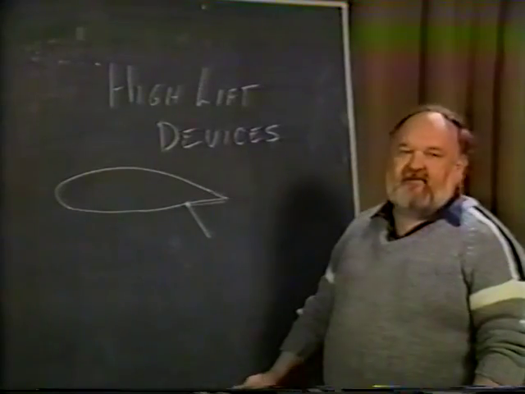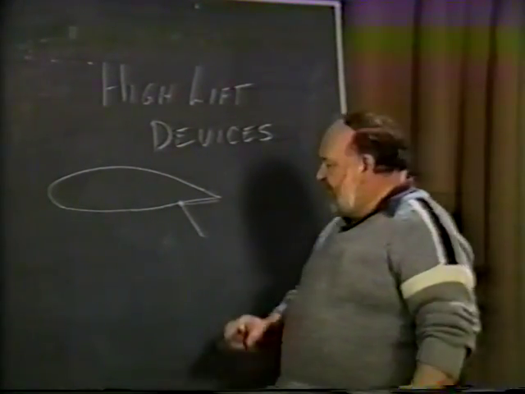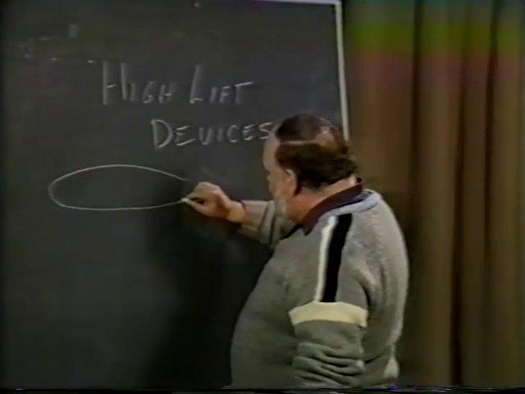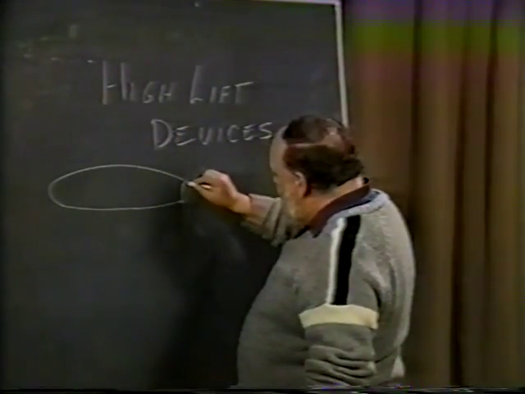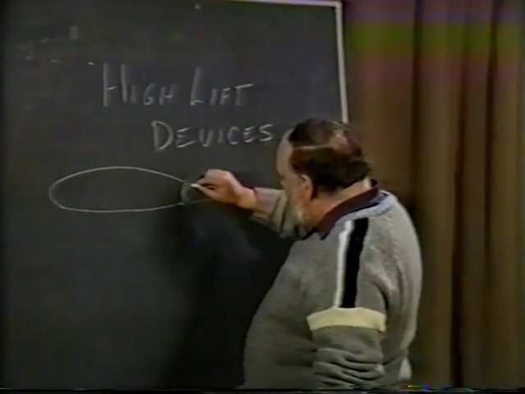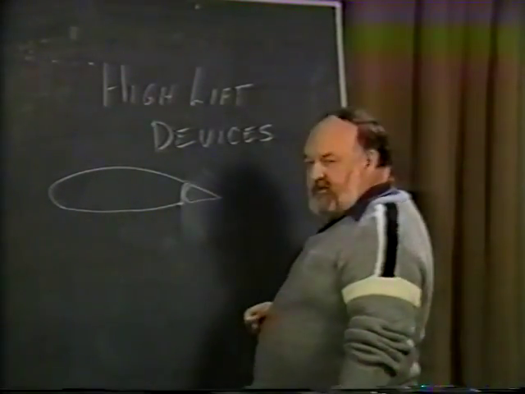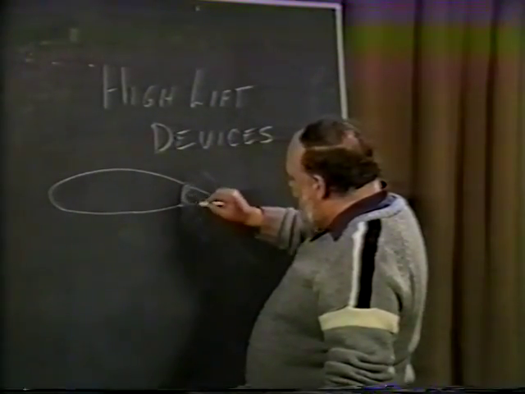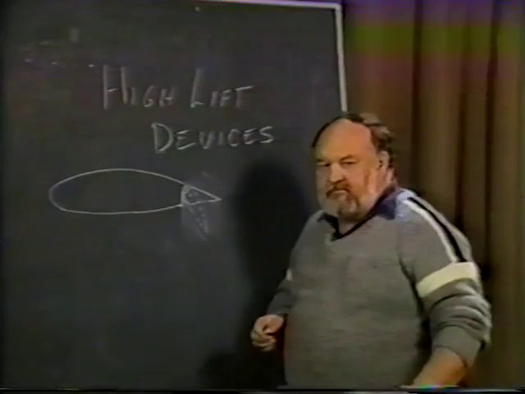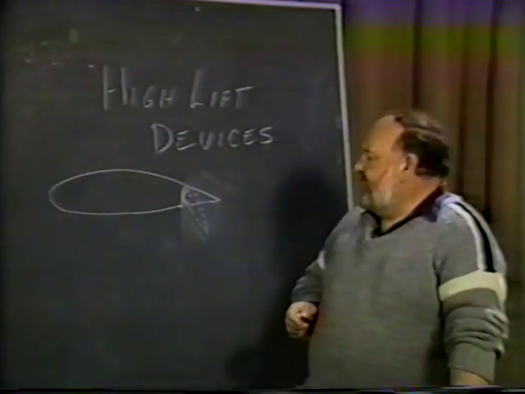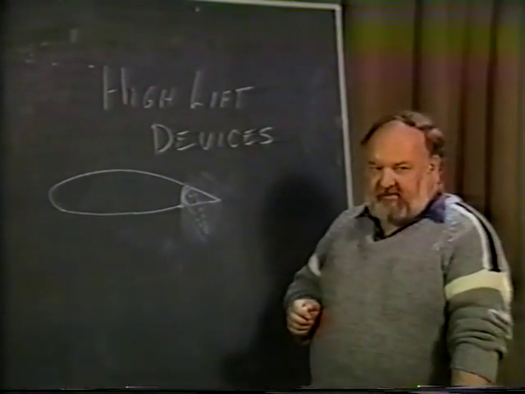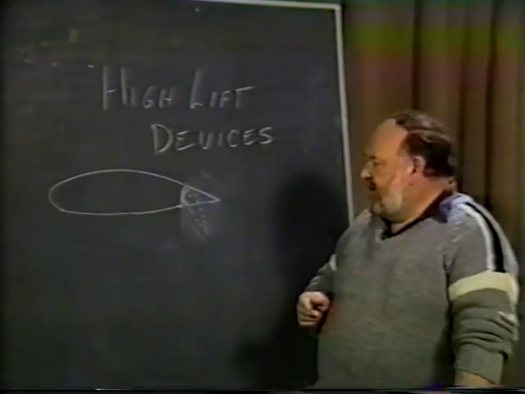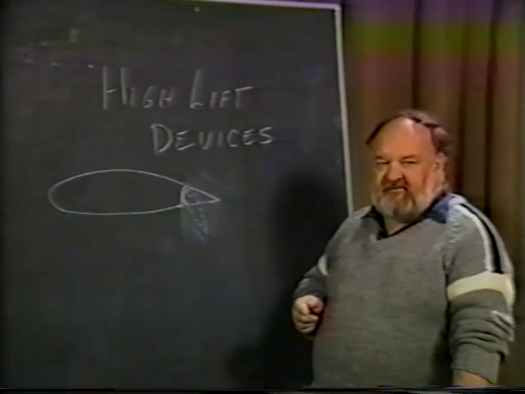A second type of flap is called a plain flap. This is one where basically you have nothing more than a hinged trailing edge similar to an aileron. It pivots and deflects downward. A plain flap is a little bit more effective than a split flap, but not that much more. And it's relatively simple to manufacture.